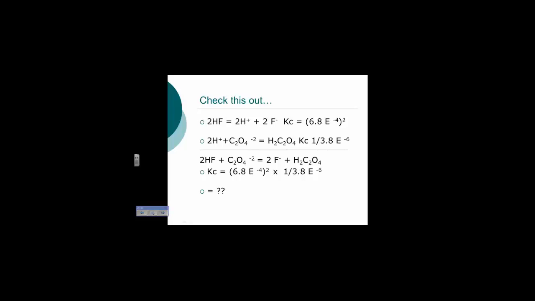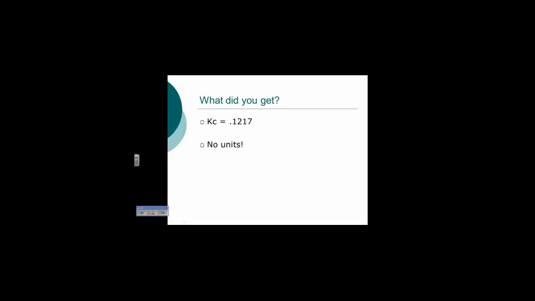Hit this. Write down your answer. Pause the video while you do. Hit it and record your answer. Let's see if we get a common answer. When I hit it, I found 0.1217. You may certainly have rounded a little differently, no problem. Remember, no units. Kc is 0.1217.